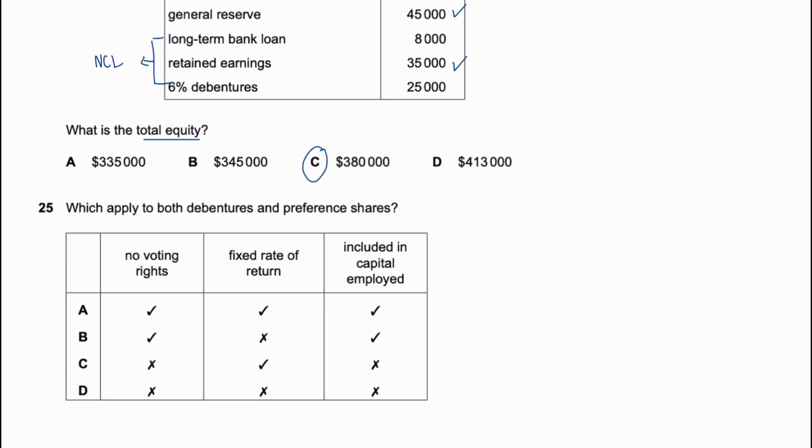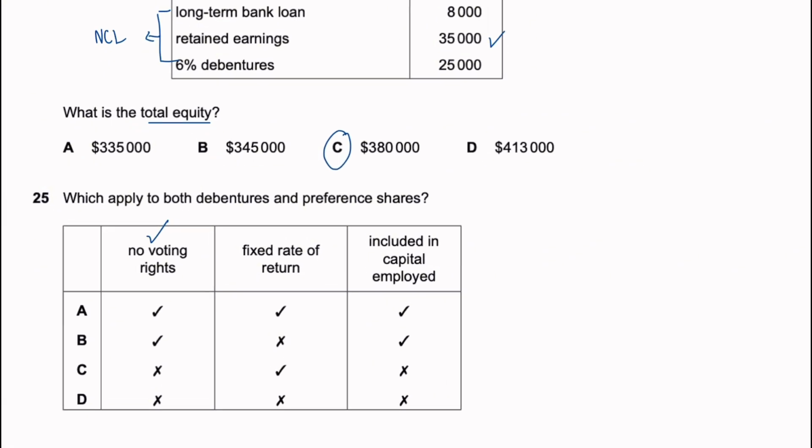Question 25. Which apply to both debentures and preference shares? No voting rights, yes. Both of them do not have voting rights. Only ordinary shares have voting rights. Fixed rate of return, yes, because debentures have a fixed rate of interest, and preference shares have a fixed rate of dividend.